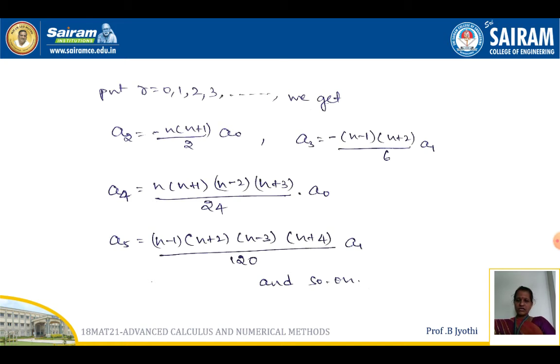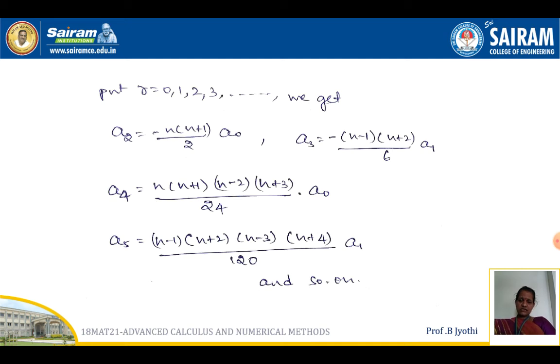We get a2 as minus n into n plus 1 by 2 into a naught, a3 as minus n minus 1 into n plus 2 by 6 of a1, and a4 like this with the a naught, and a5 again n minus 1 into n plus 2 into n minus 3 into n plus 4 into a1 divided by 120 and so on. Actually, this 24 and all this we can write as the respective factorials. See, a2 is nothing but, in the denominator of the right hand side it is 2. We can write it as 2 factorial.